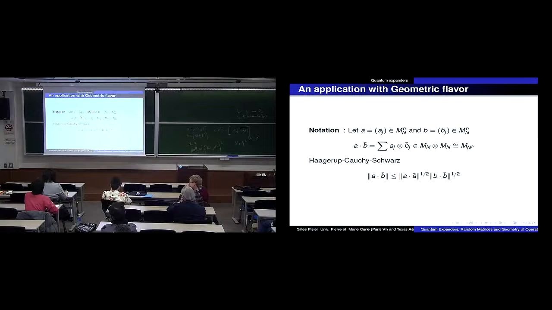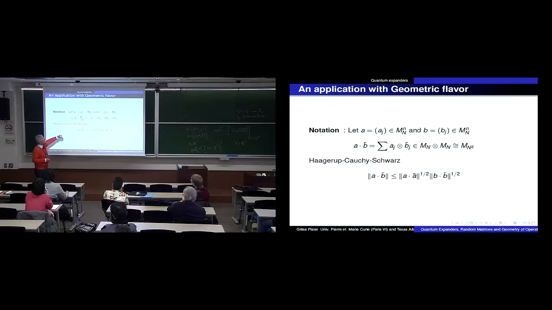So let me now give you an application which is closer to the interest that I have for quantum expanders. I'm doing things using quantum expanders, and I'm trying to require of you as little as possible in definitions, notations, and so on. So let me use a trick, a notational trick.